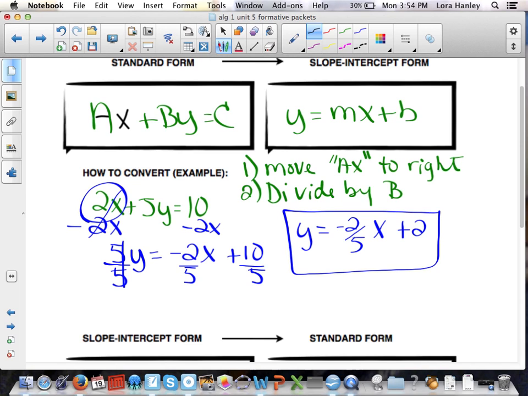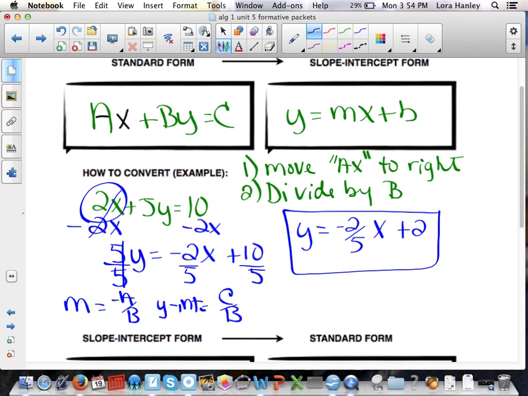There is a shortcut to changing from standard form to slope-intercept form. If you look at your standard form equation, your slope is always going to be negative a over b, and your y-intercept is always going to be c over b.